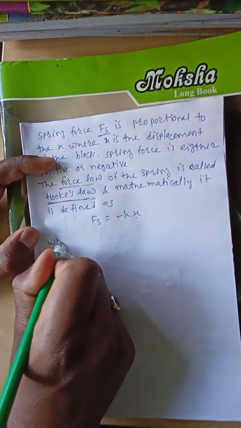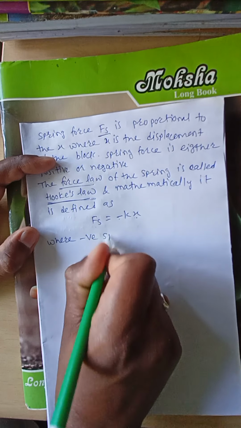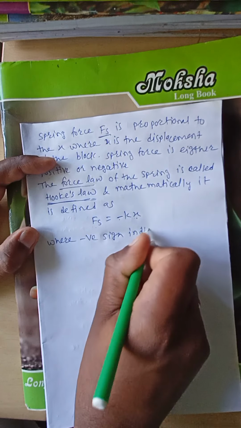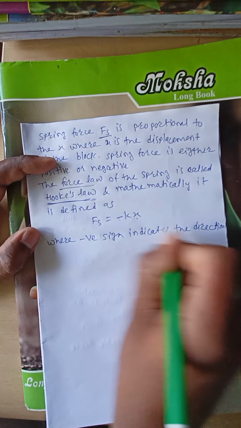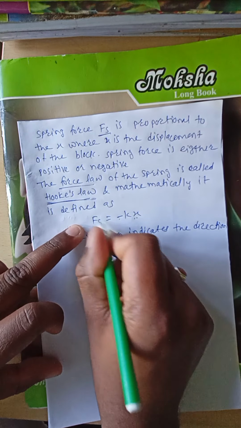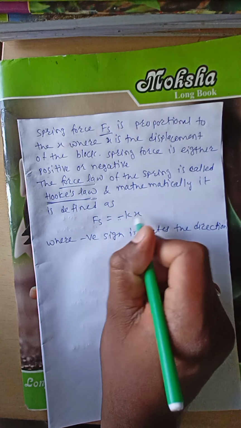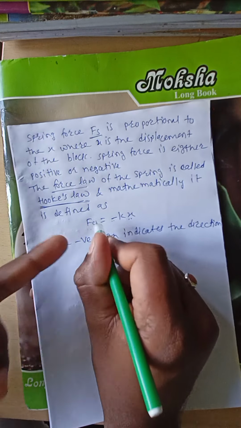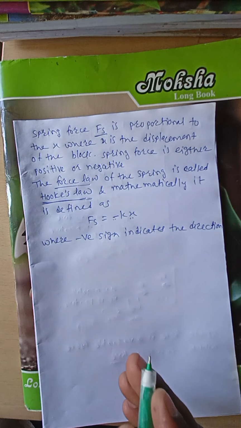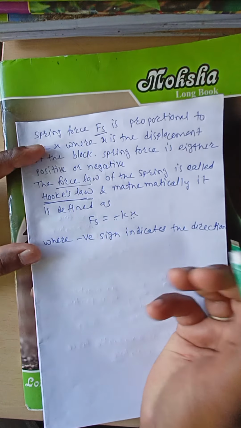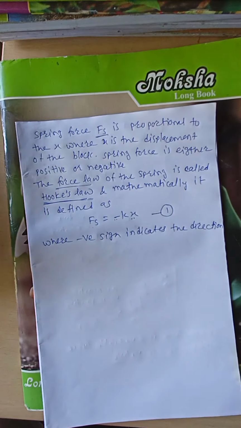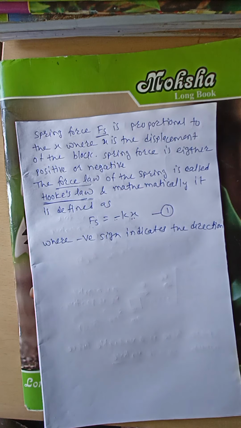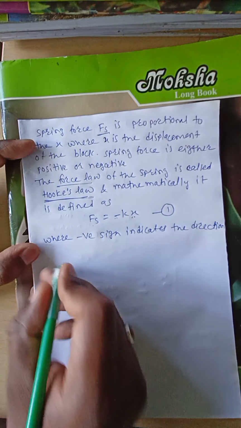The negative sign indicates the direction. When x increases, the spring force is minus kx. When x is negative, this negative into this negative, then Fs is positive. The minus sign indicates the direction. So Fs is equal to minus kx. This is the spring force. The spring force Fs is equal to minus kx. This is about the spring force.